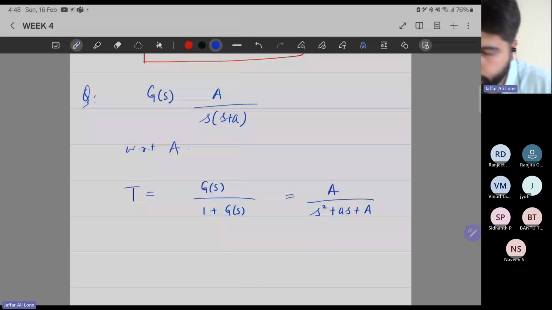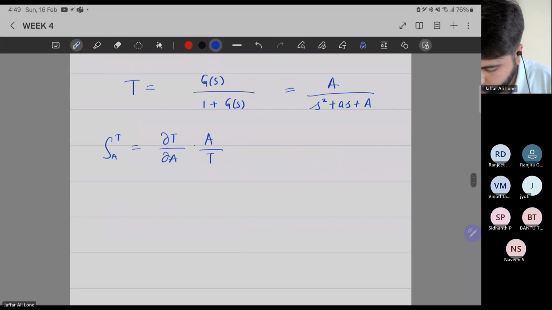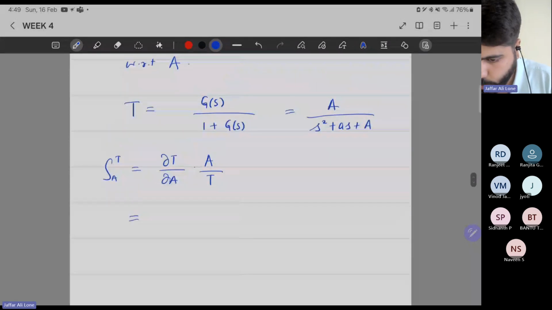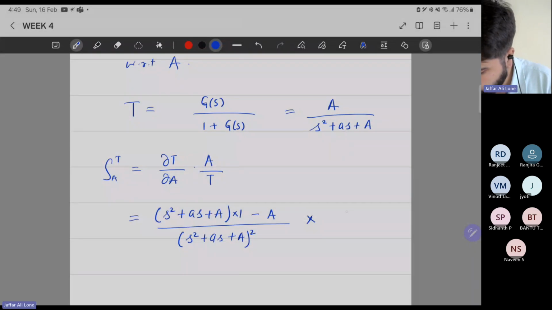Now we have to find the sensitivity of this transfer function with respect to parameter A. So my sensitivity will be dT over dA into A over T. Now differentiate this with respect to A. It will be S square plus aS plus A into 1 minus A divided by S square plus aS plus A whole square, into A over T. What is T? T is A over S square plus aS plus A.